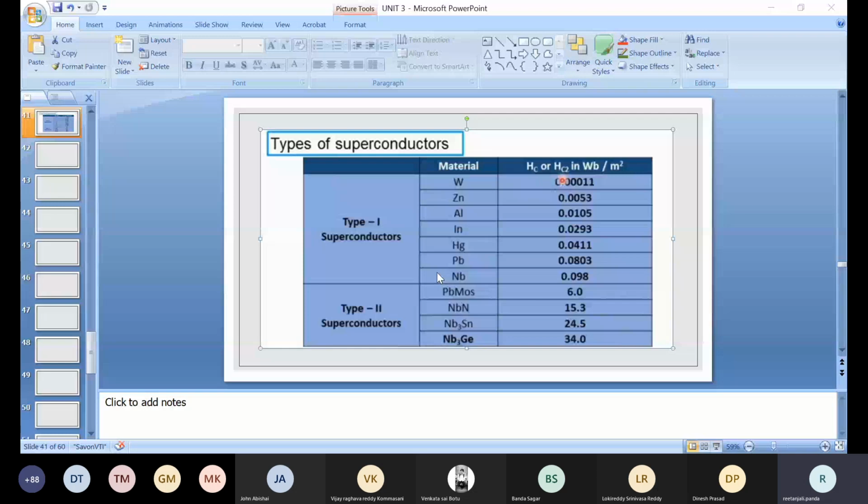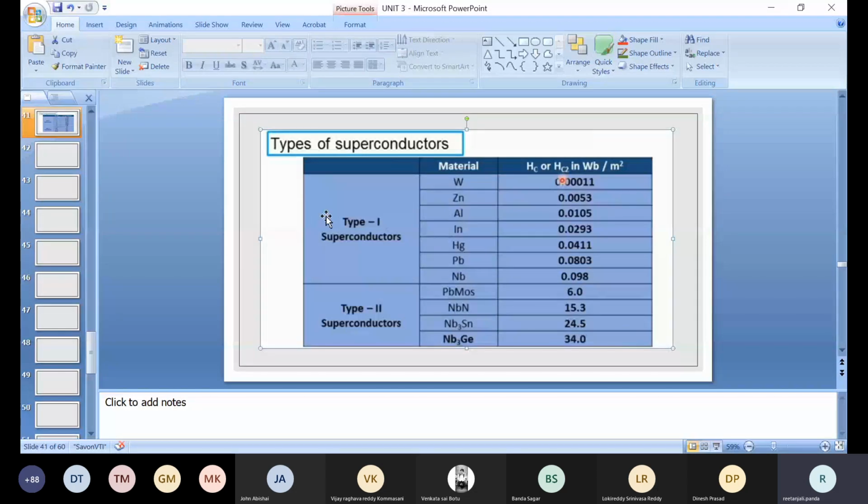In means indium. Okay, indium. This is mercury, lead, and the niobium. So these are the type 1 superconductors. For them, you can observe that the critical magnetic field value, that is only the Hc value, is very low. You can see this one. It's a very low value we are having. And once we reach this magnetic field value, or if you increase the magnetic field value above this one, these type 1 superconductors are going to be converted into the normal state of material.